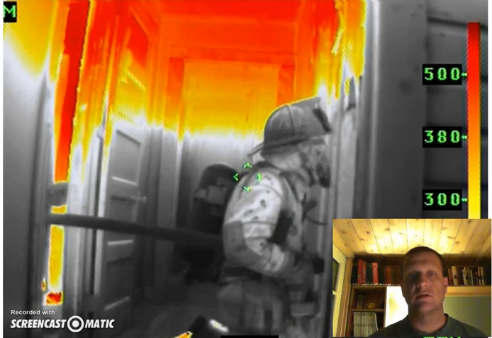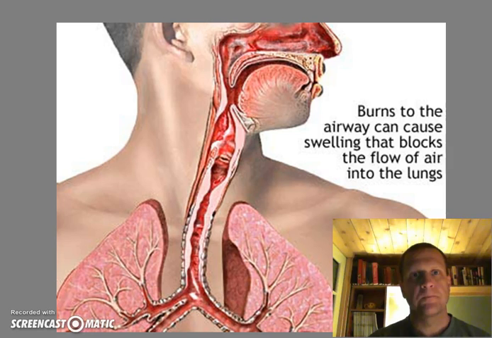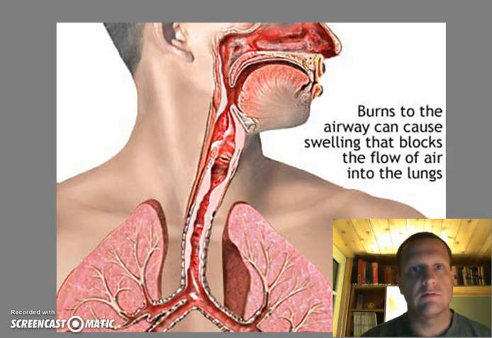But what does the heat do to us as firefighters? What does heat do to the civilians? Well, when you breathe that superheated air, those superheated gases, one or two lungfuls could be enough to burn your entire airway, causing your lungs to close up. No more air, no more breathing, death occurs quickly.